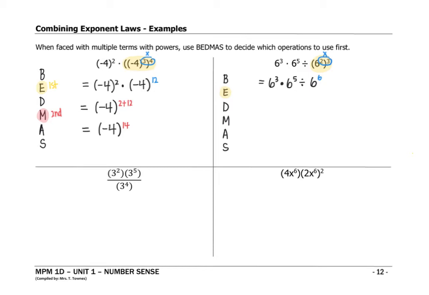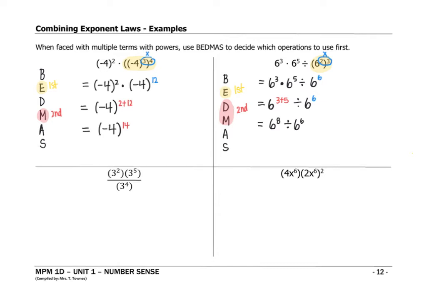So the next step then is we are going to do the remaining operations from left to right as they occur. We know this because there is both multiplication and division that's still left to be done, and we know that that happens in the order that they occur from left to right. So 6 to the power 3 multiplied by 6 to the power 5, since they have the same base, we can keep the base the same and add those exponents. So we'll have 6 to the power of 8.